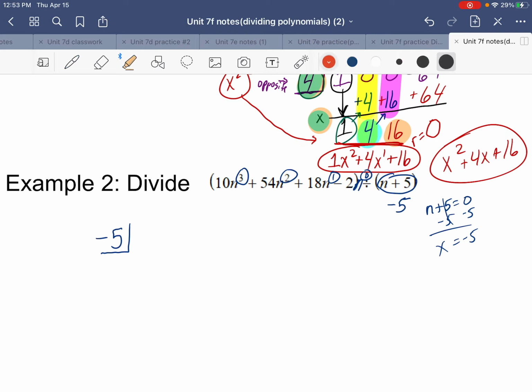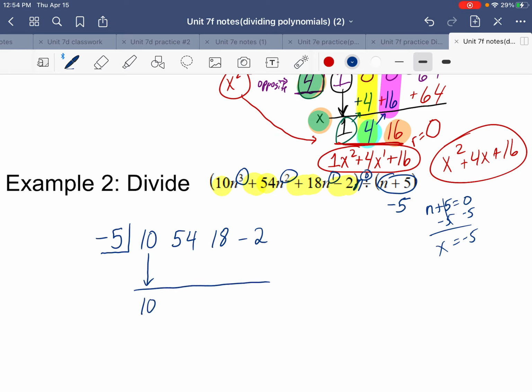Looking at our coefficients now, we have 10, 50, positive 54, positive 18, and negative 2. So we're going to put those. What we're doing is we're eliminating the variables. Variables can be kind of confusing sometimes. So we're eliminating them. Bring down the 10, give ourselves a little space because we're going to put numbers in underneath those coefficients. And we start the multiplication. Negative 5 times 10 is negative 50. And now you add. And that'll be a 4.